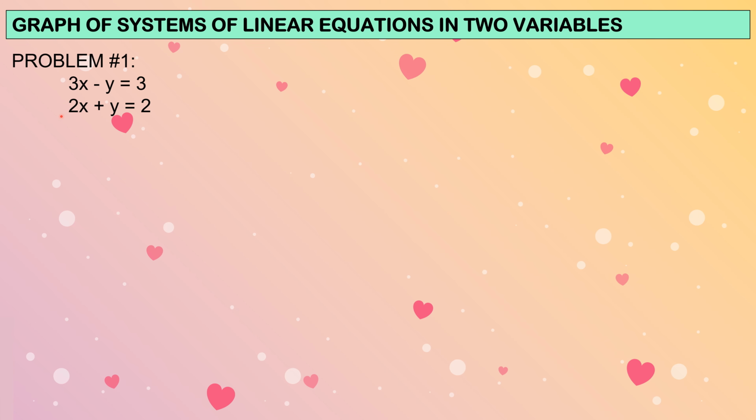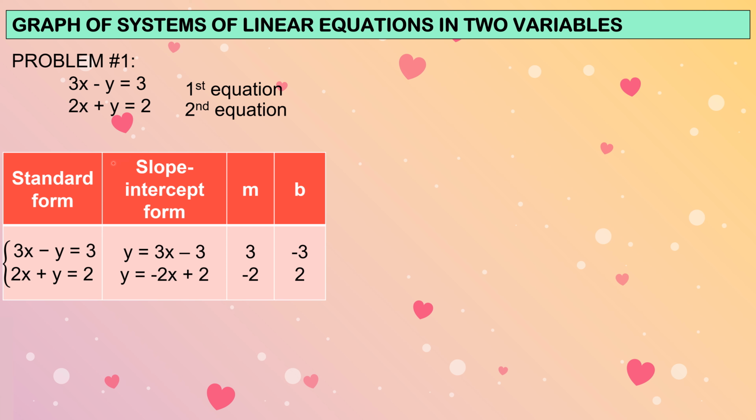For problem number 1, given 3x minus y is equal to 3, that is our first equation. 2x plus y is equal to 2, and that is our second equation. So, write them in standard form and slope-intercept form. So, for our first equation, m and b. Yung m dito, it denotes the slope and the b denotes the y-intercept.